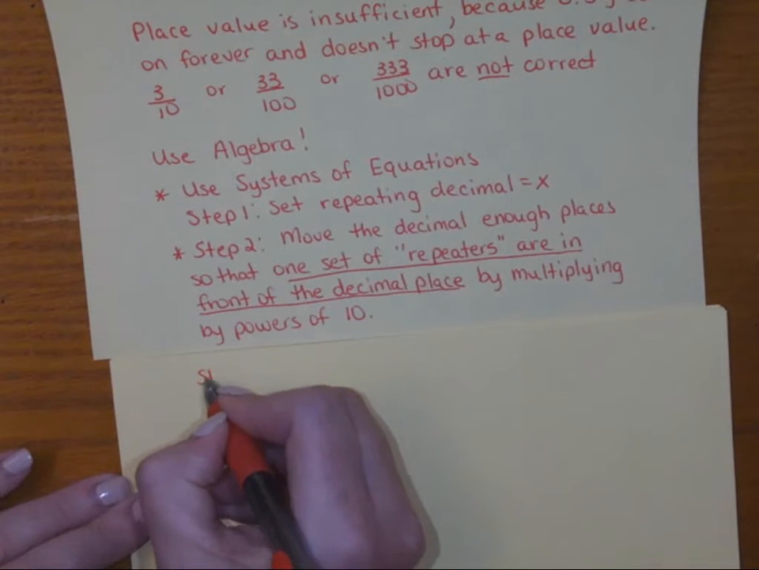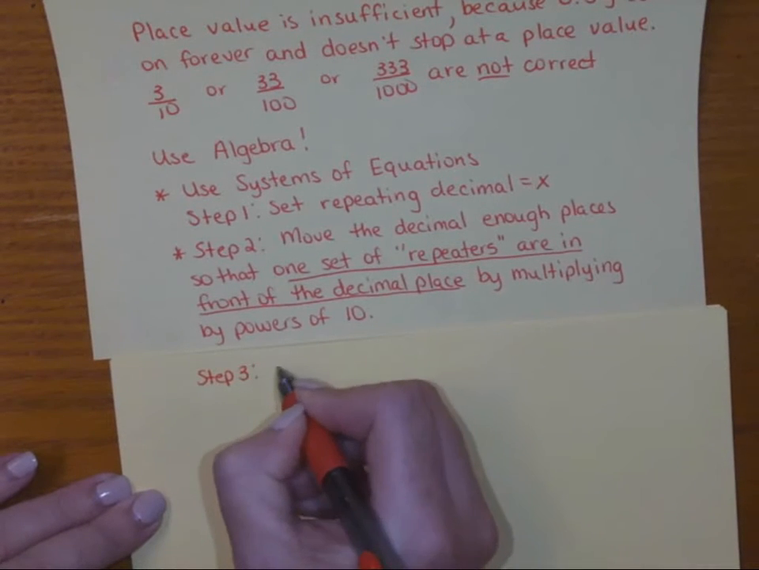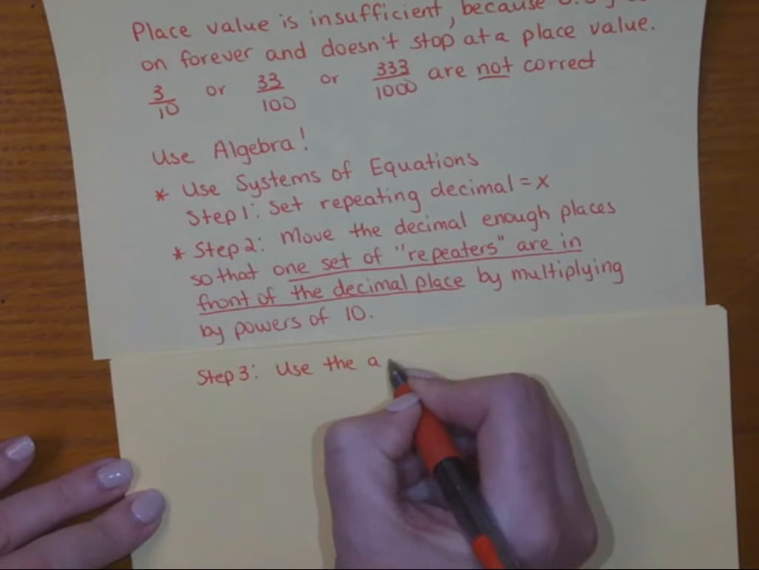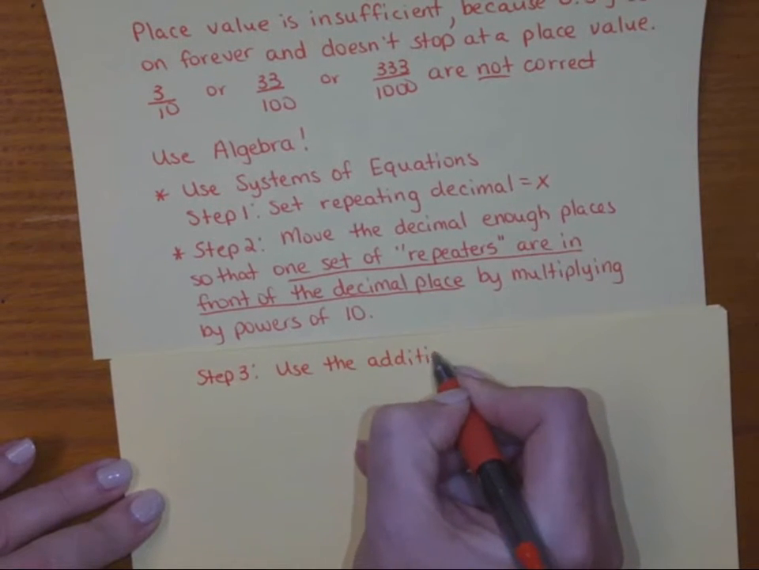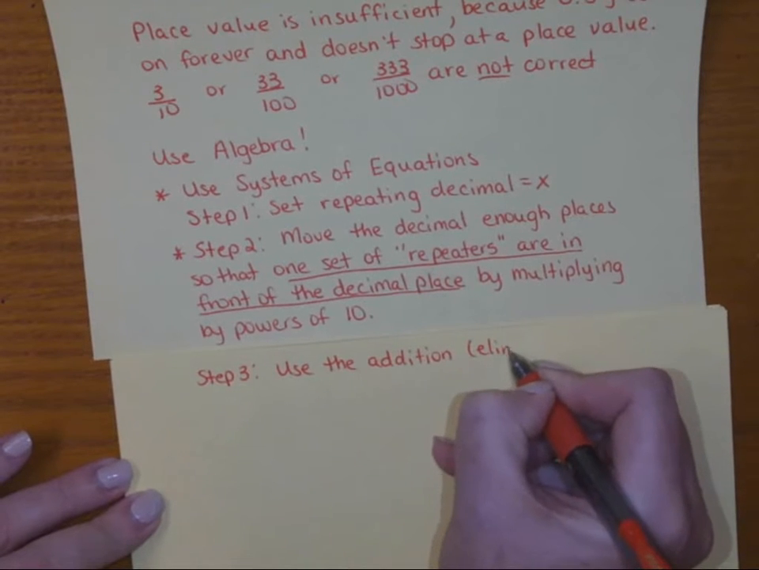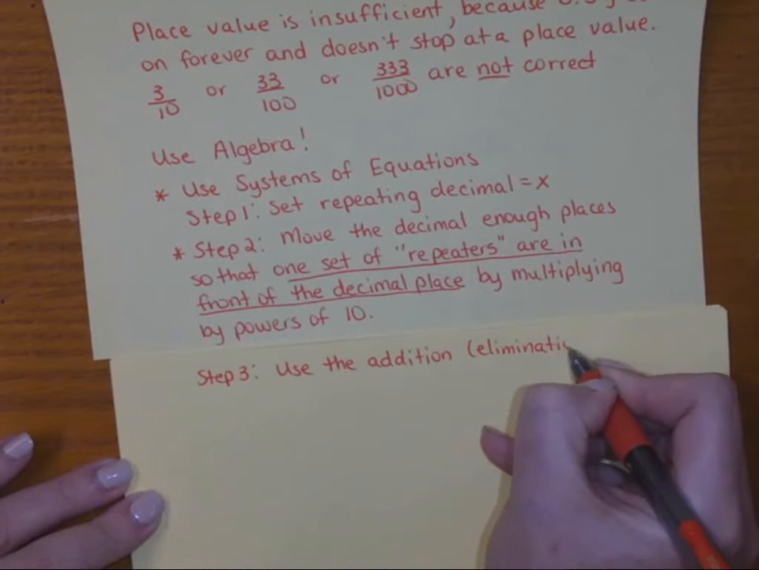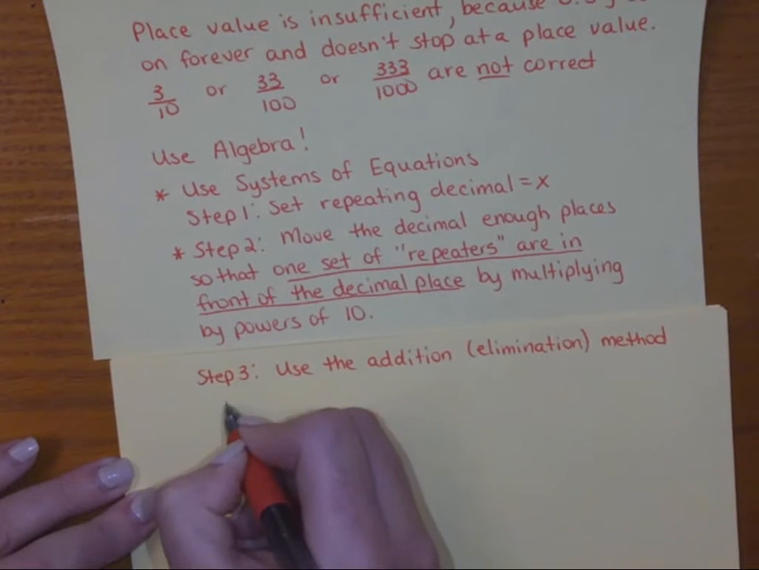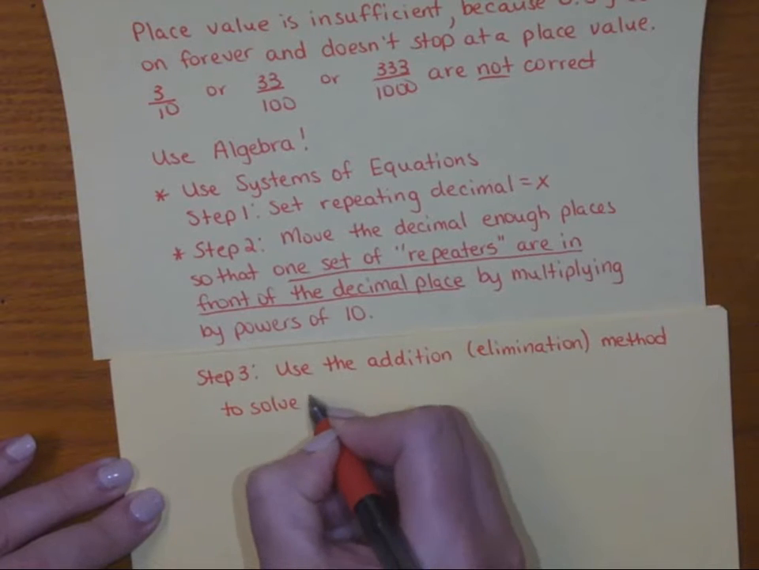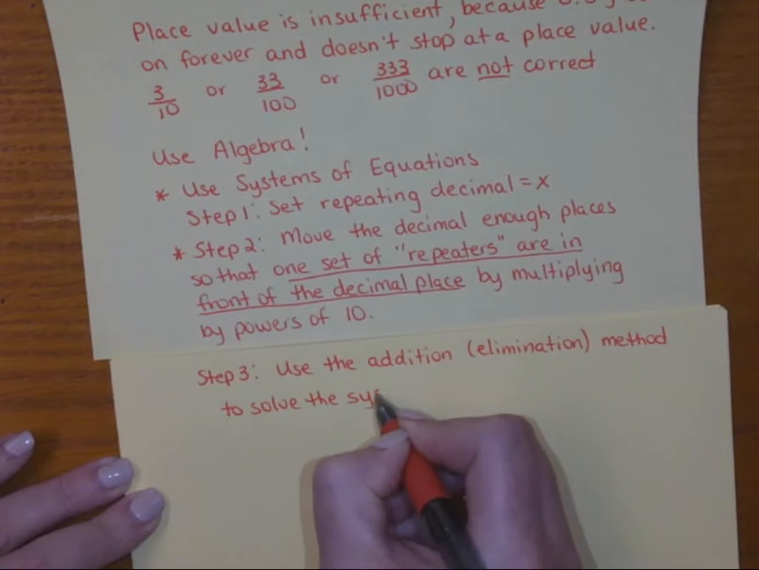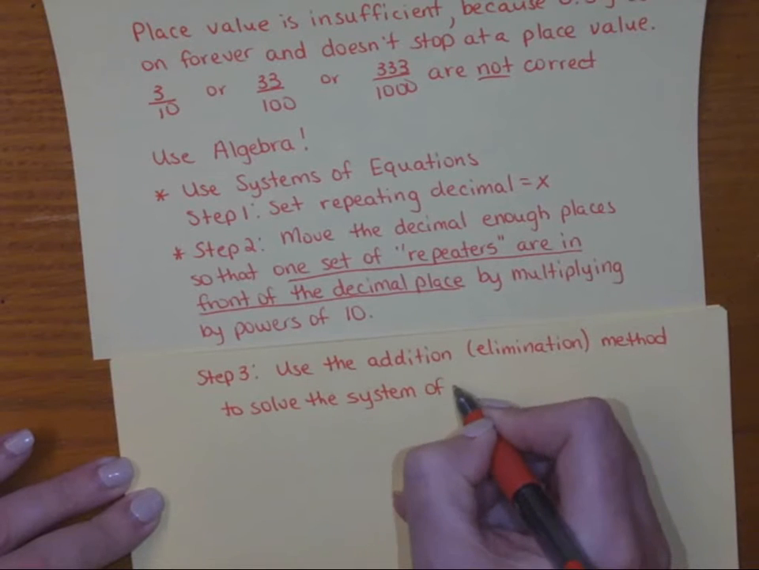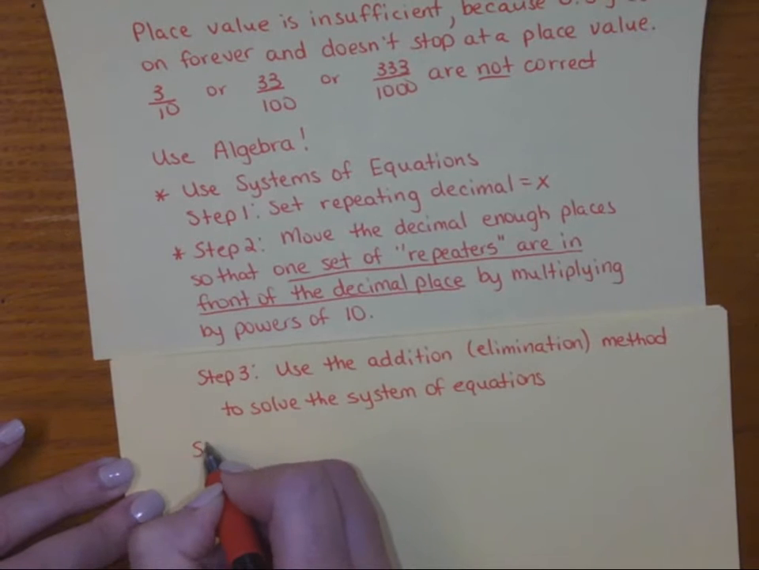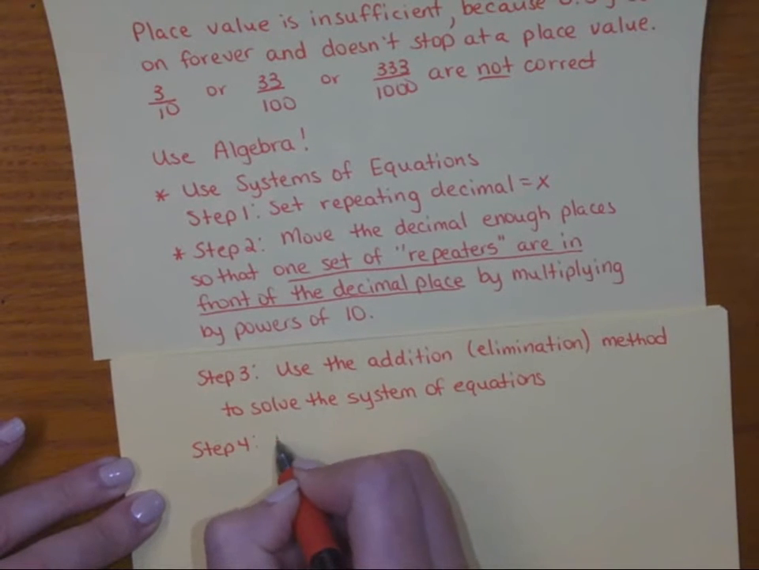And then step 3 is you're going to use what we call in algebra the addition or the elimination method. Depending on where you took your class or what book was used, these names are the same method. So you're going to use the elimination method to solve the system of equations. And then lastly, you're going to find x and simplify if needed.